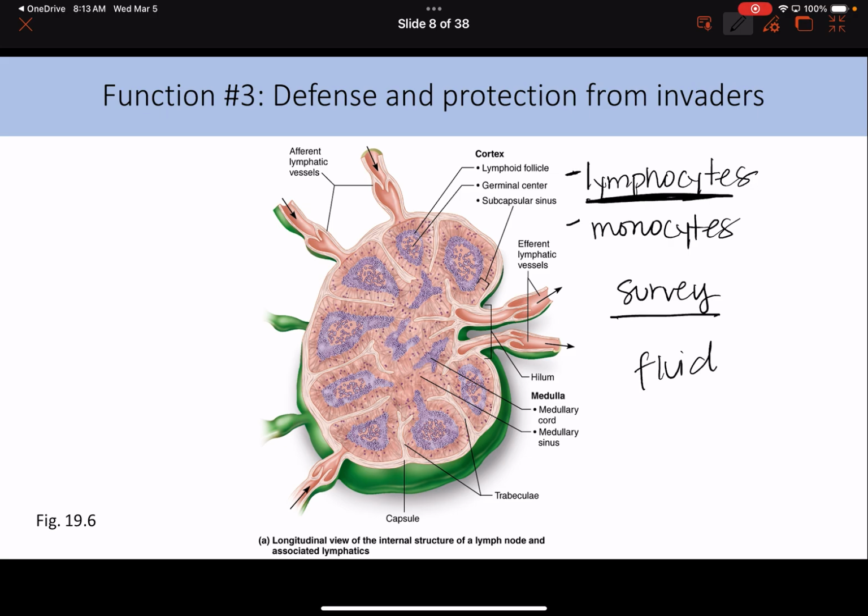Yeah? Is that for the lymphocyte and the monocyte? For both, yes. If I were to ask you what the main cell type for the lymphatic system is, it's lymphocytes first, monocytes are secondary. They're both surveying. They're both surveying fluid, yes.